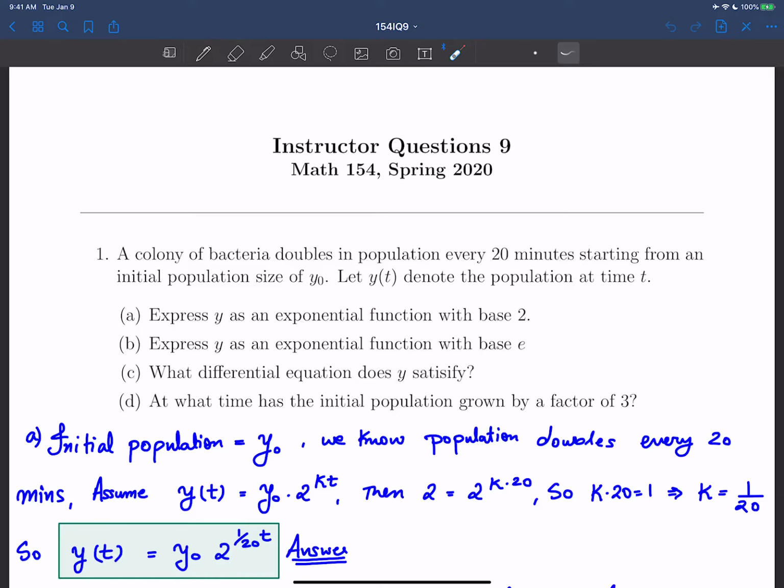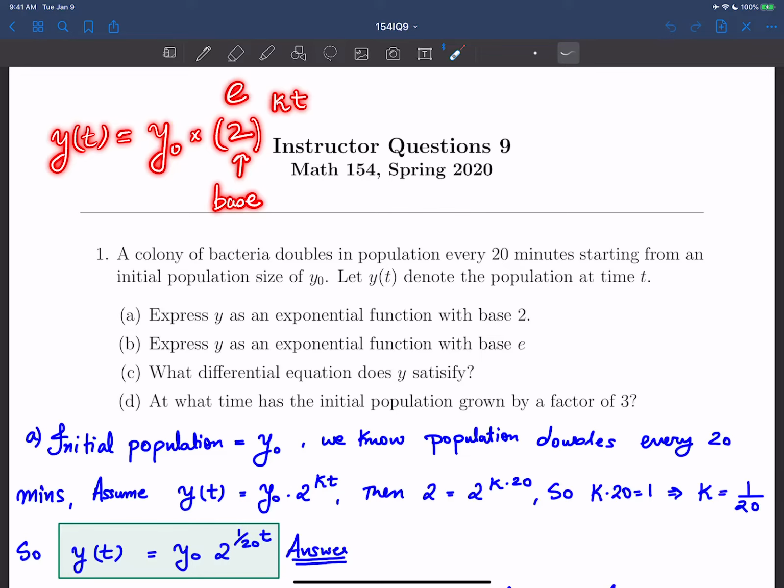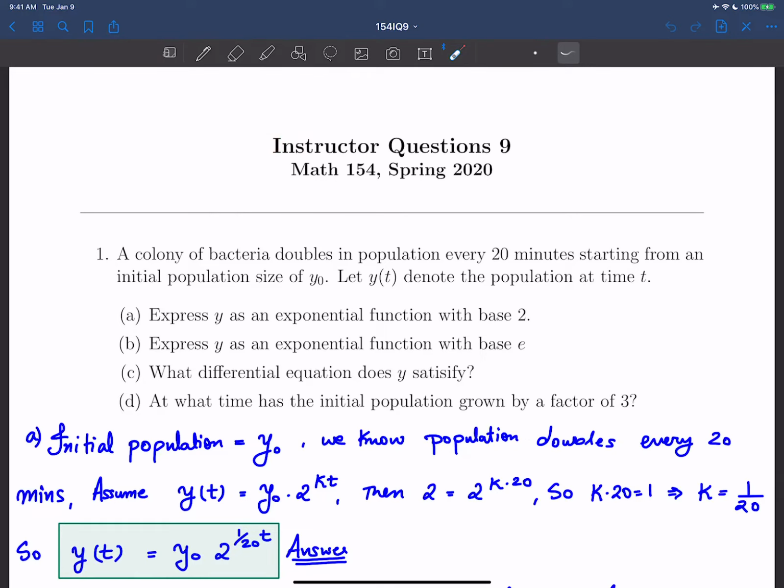For any exponential growth function, y of t is always going to be equal to the initial population multiplied by something raised to the power of some constant times t, where this something is basically the base of the exponential. You can raise it to 2, you can raise it to e, it's completely up to you. Any exponential model is good enough. It will have a tweaked version of the k on top to match the rate, but overall it'll stay the same.